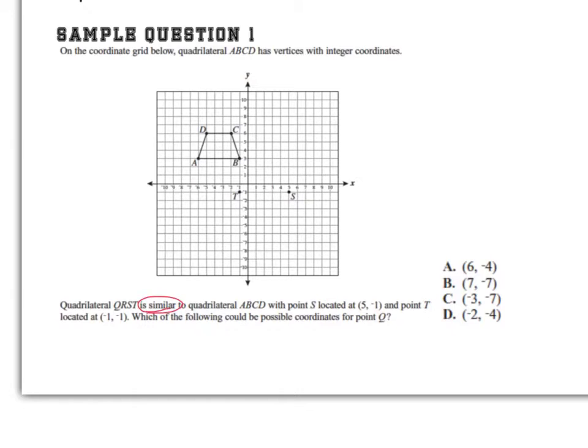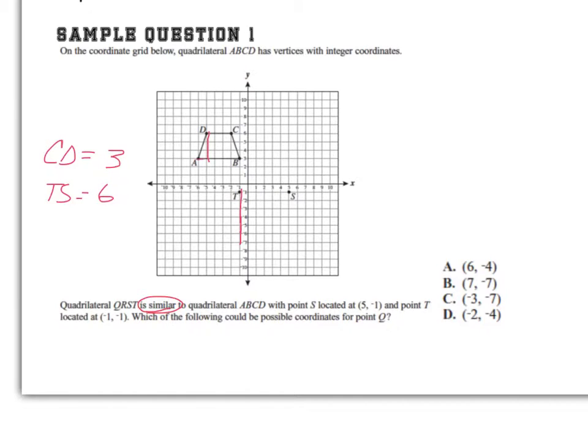I noticed that CD has a length of 3 and TS has a length of 6, so basically it's going to double in size. I'm going to go from T, and I want to know about Q. Instead of going down 3 like I do from here to here, I'm going to go down 3 and then 6. I was at -1, so that put me at -7.